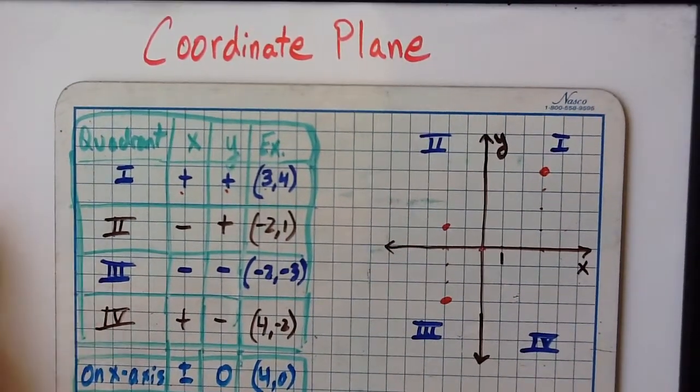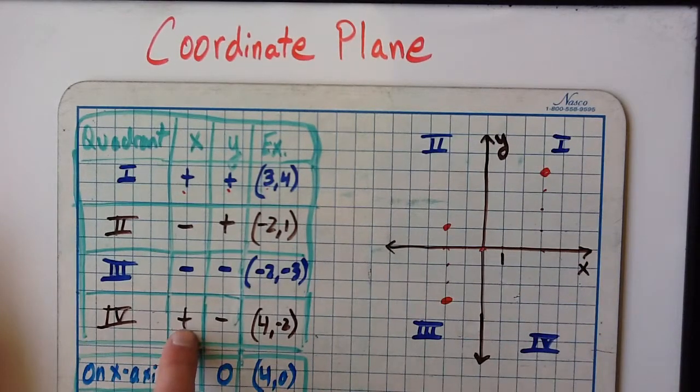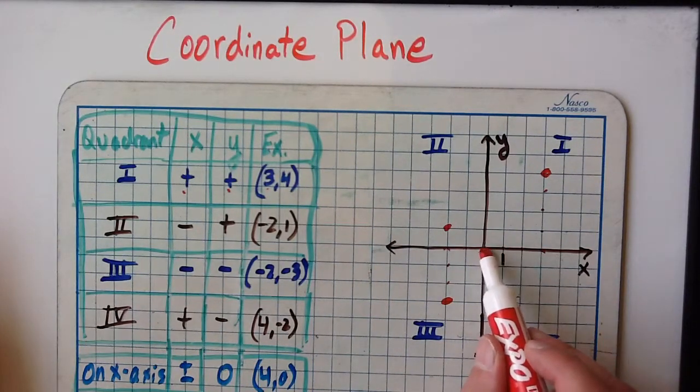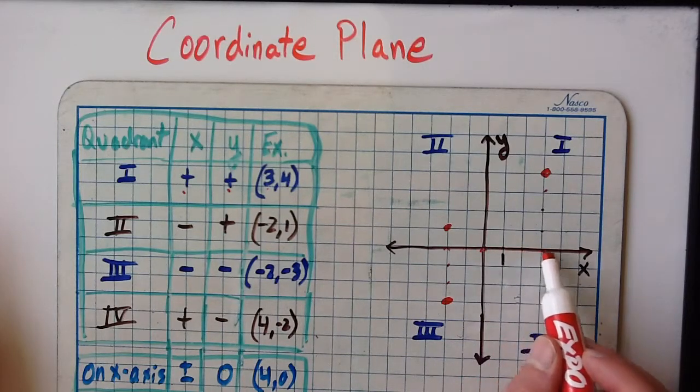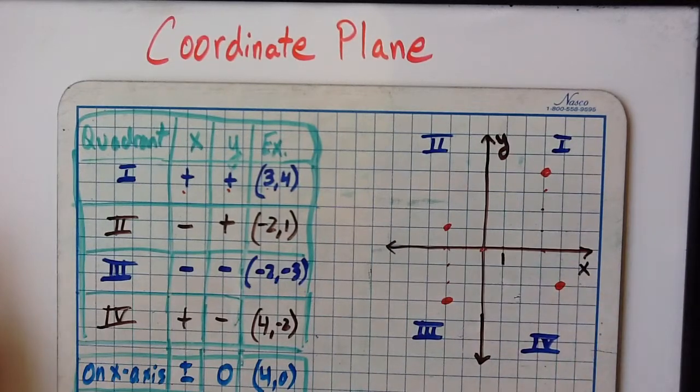Finally, what does a point in quadrant 4 look like? Well, in quadrant 4, from the origin, we have to go right and then down. So because I go right, that's a positive x-coordinate, and because I go down, that's a negative y-coordinate. So the point 4, negative 2 should be in quadrant 4. Let's see. Start from the origin. I'm going to go right 4, 1, 2, 3, 4, and down 2, 1, 2. And that point's in quadrant 4.